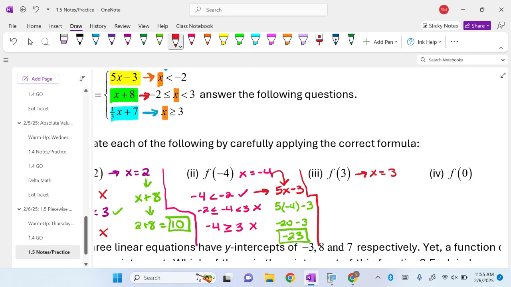Blue. Why blue, Gavin? Right. Because if we're equal to 3, even though this one has 3 in it, it says it's less than 3, not equal to. This one has the equal to. So since 3 is greater than or equal to 3, that's a true statement, we're going to plug it into the blue function, which is 1/3 times 3 plus 7. The original was 1/3 x plus 7. So if I evaluate it, 1/3 times 3 is just 1, plus 7 is 8.